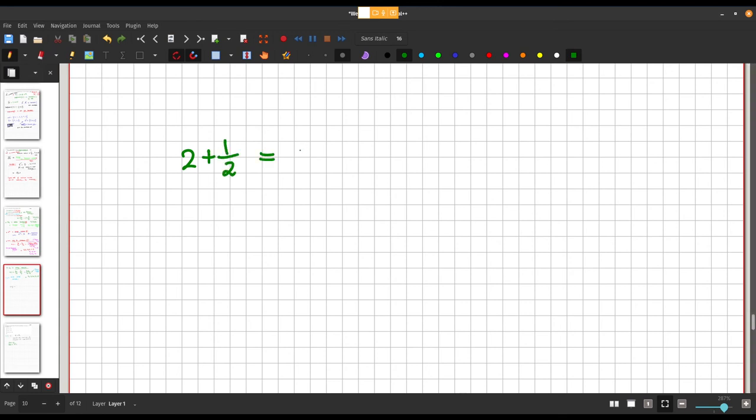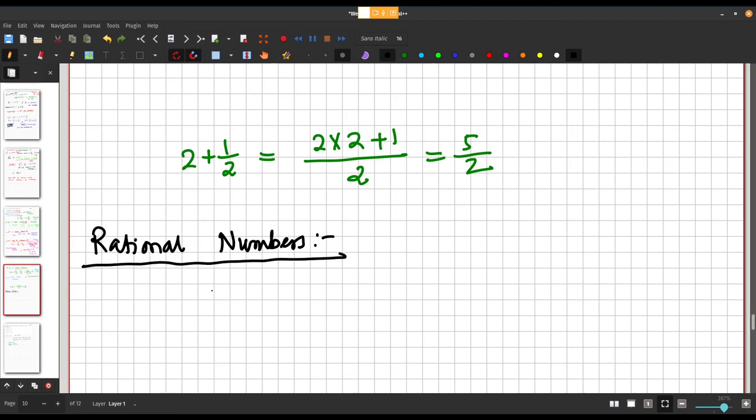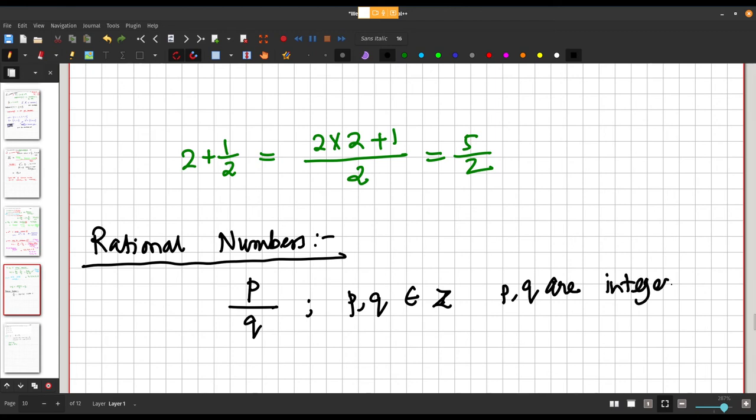2 plus 1 over 2. This is nothing but two times two plus one over two, which is 5/2. Now, let us recall the definition of rational numbers. Numbers which can be written in the form of P over Q, where P and Q are integers and Q is not equal to 0.